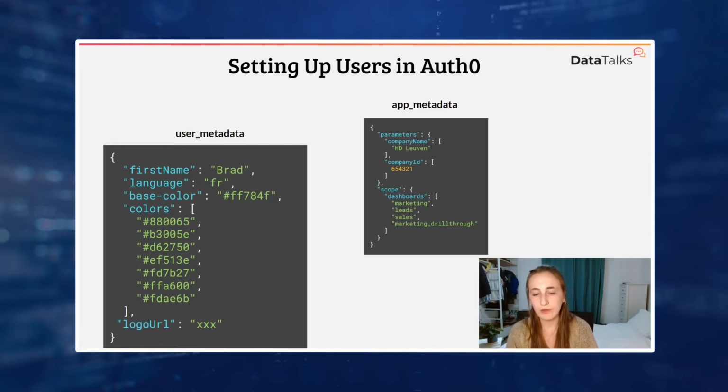And also we have included scope. So this talk is actually an extension on a talk that Carmen gave in our previous Data Talks event, where she explained multi-tenancy setup as well. The main addition to that talk we have here is the inclusion of scope. So scope is where we include dashboard names that the user has access to.